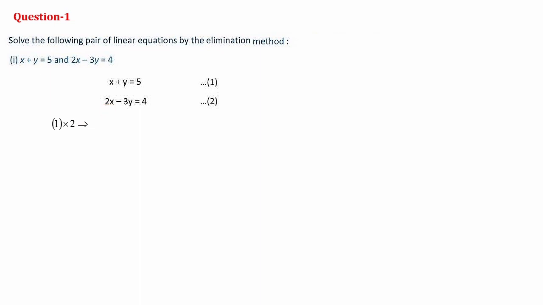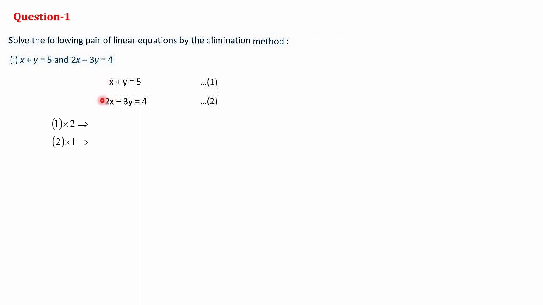Then the second equation I am multiplying with the coefficient of x in the first equation. As I mentioned before, the coefficient of x in the first equation is 1. So the second equation I am multiplying with 1. Once again I tell you, here I am fixing my variable as x. I am going to eliminate x. For that I need to make these two coefficients equal.